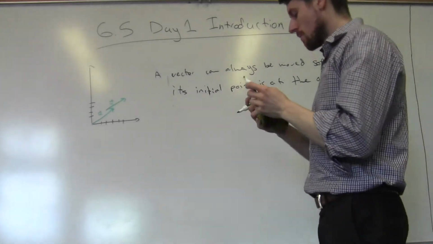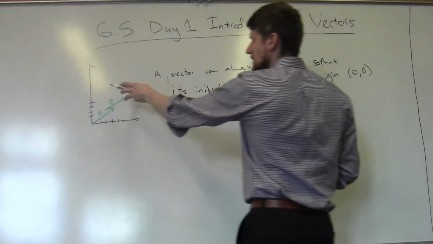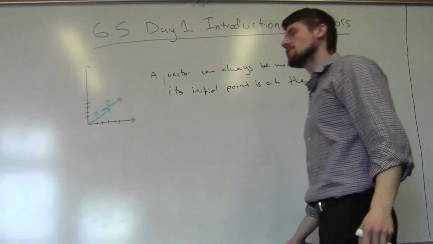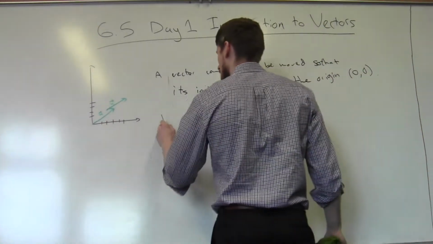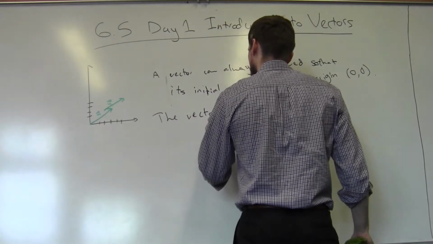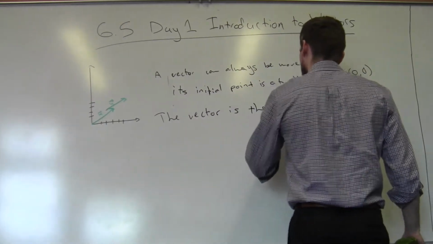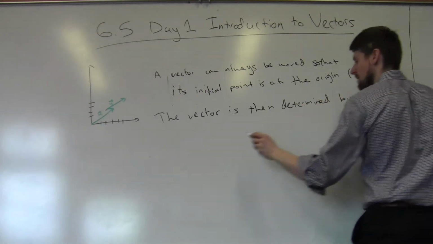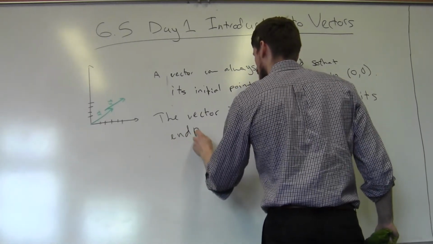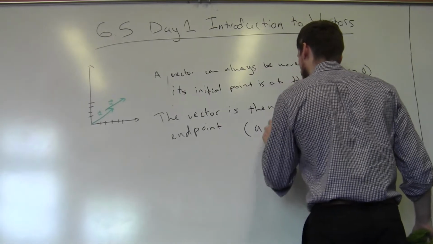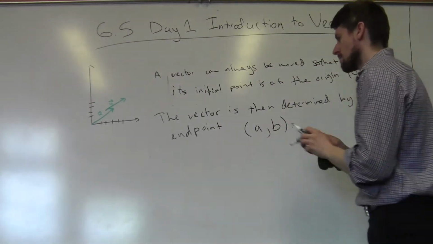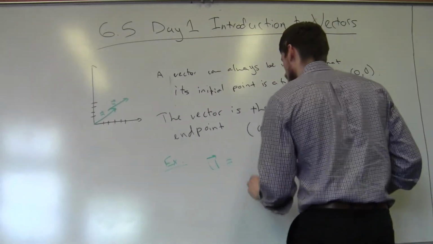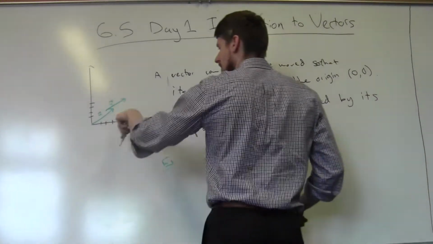All right, and so when we move the vector to the origin like this, we slide u so that the initial point is at the origin, then the vector is determined by its endpoint, A, comma, B. And so that is to say, in this picture, that u, the vector u, is equal to the endpoint 3, 2.